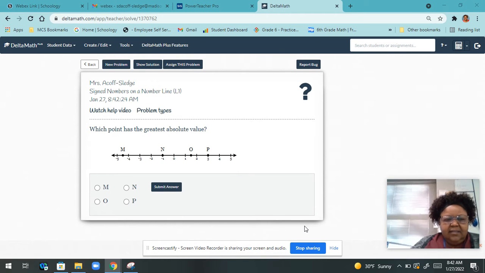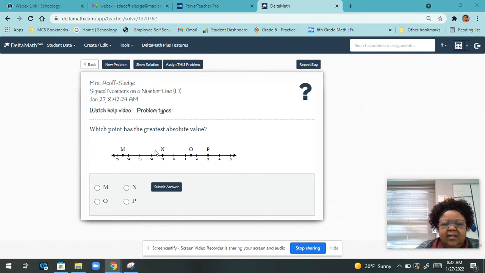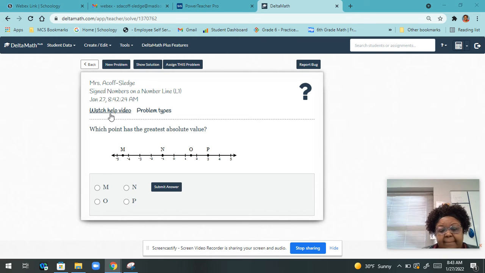Okay, guys, this is the Deltamath assignment, sign numbers on the number line. I think that's what I called it. This one says which point has the greatest absolute value. So let's say you are lost. There's a help video. Some of them have examples that you can look at.